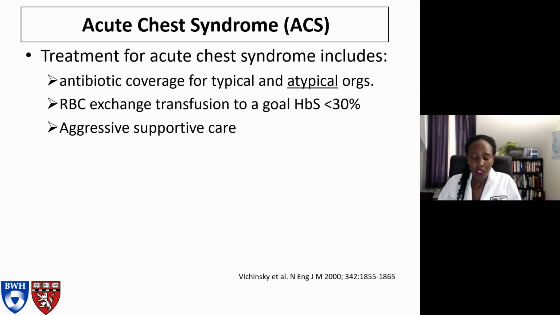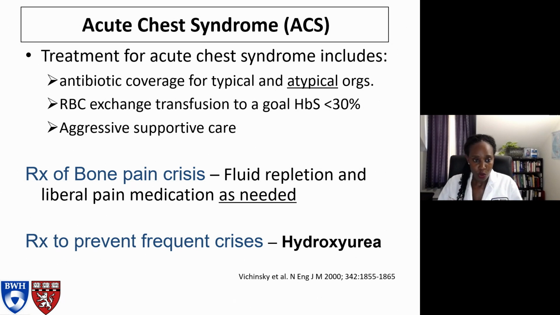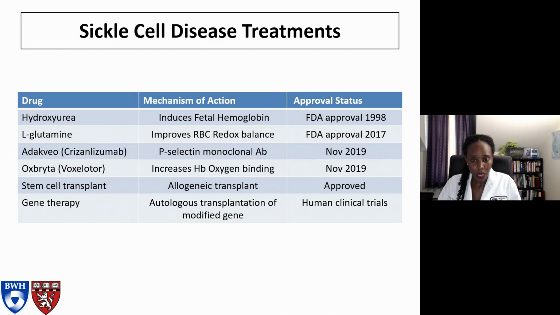Red cell exchange is to a goal hemoglobin S percentage of less than 30%, and our supportive care is aggressive. Treatment of bone pain crisis is fluid repletion and liberal pain medication as needed. And the treatment that we've had forever to decrease the frequency of crisis has been hydroxyurea. Hydroxyurea was approved in 1998, and for the longest time there were no other medications specifically approved for sickle cell disease.